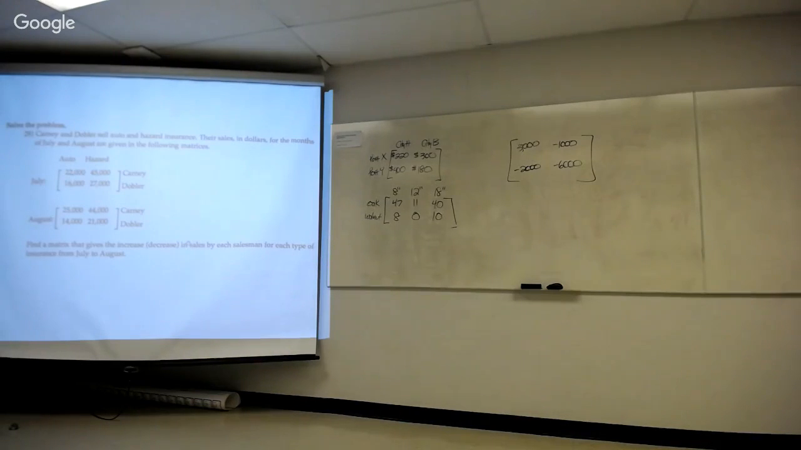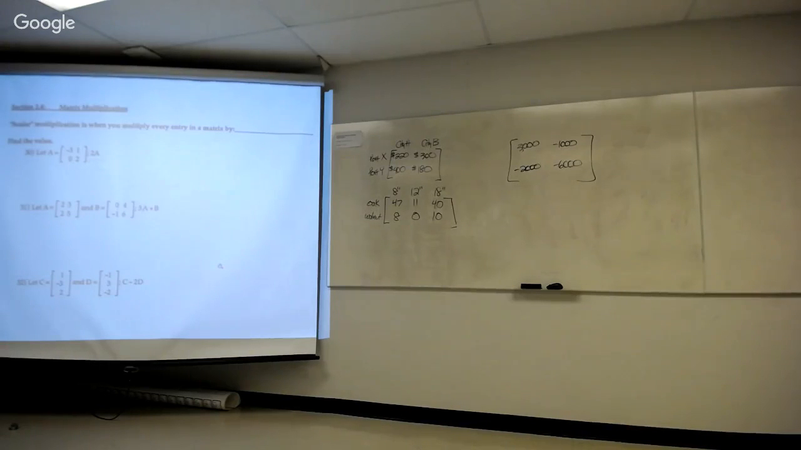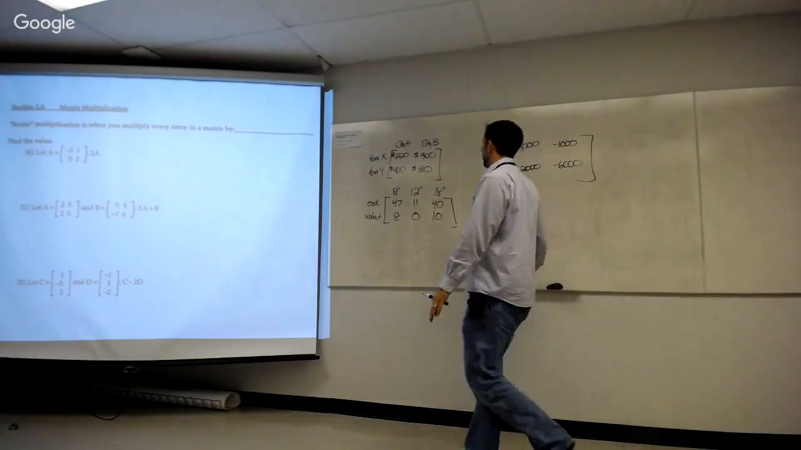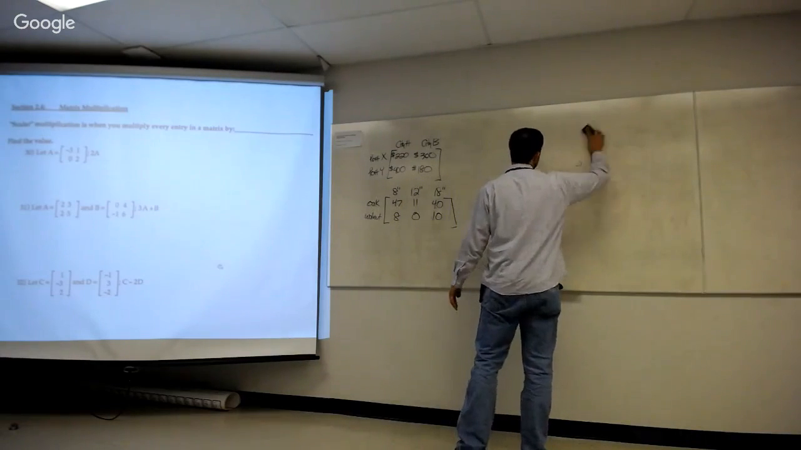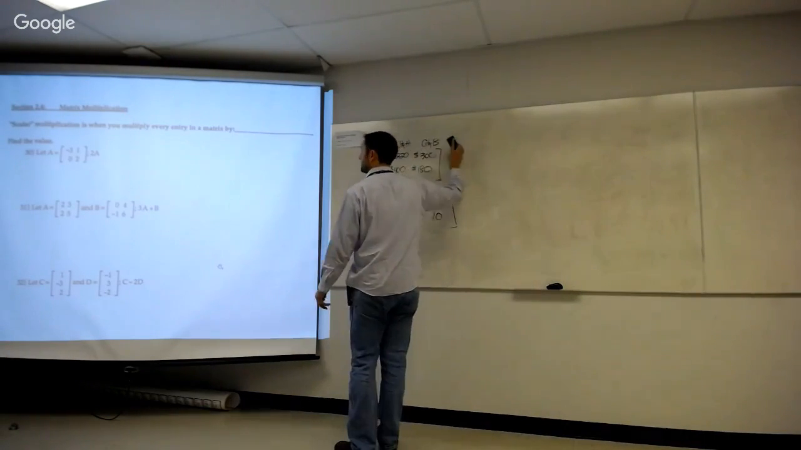Okay, so is that the matrix that gives the increase and decrease in sales? Yes. Okay, well that's addition and subtraction. Pretty simple, right? Adding and subtracting. Multiplying is more complex, to be sure. So let's go ahead and try it.